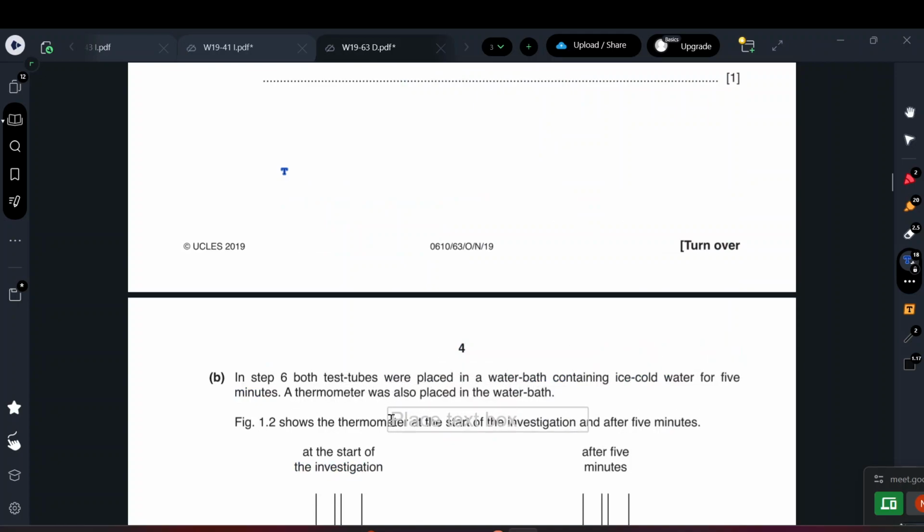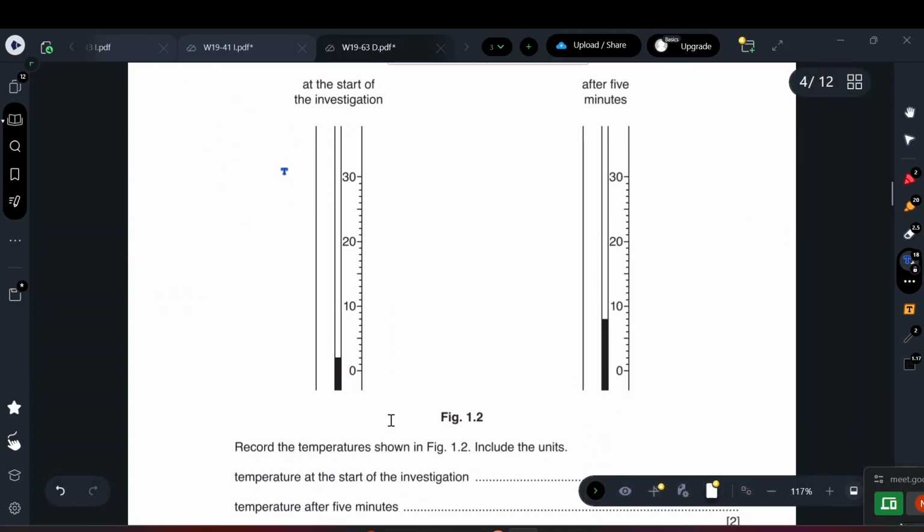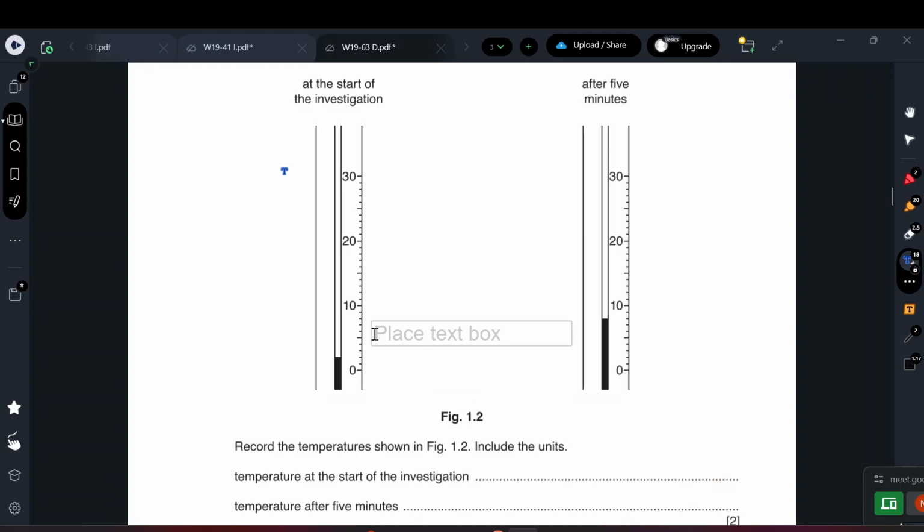In step 6, both were placed in a water bath containing ice cold water for 5 minutes. The thermometer was placed in the water bath. As we said, definitely the water bath left on its own, the temperature will change according to the room temperature.